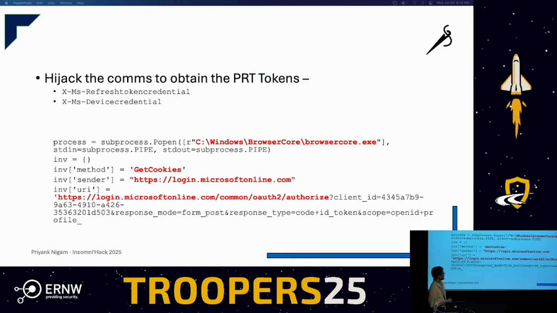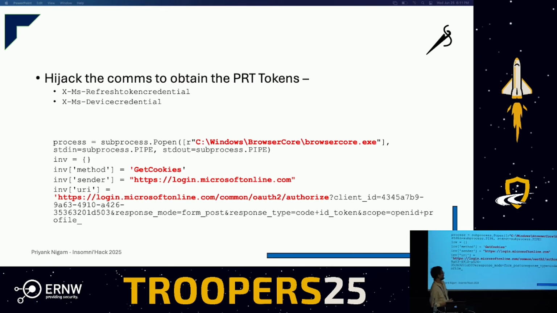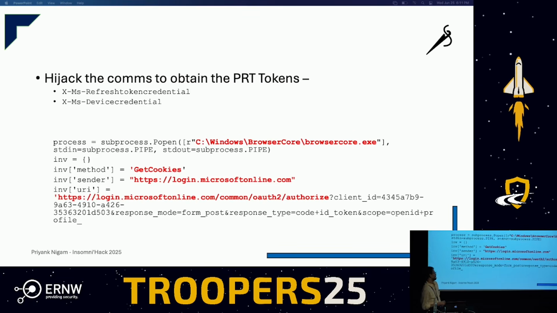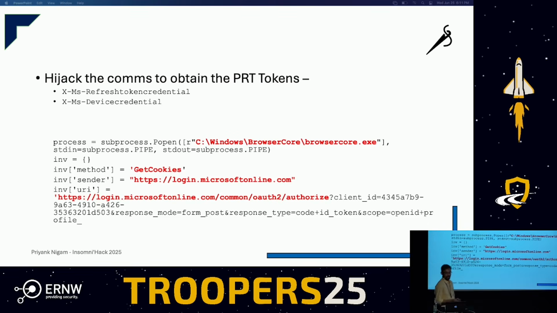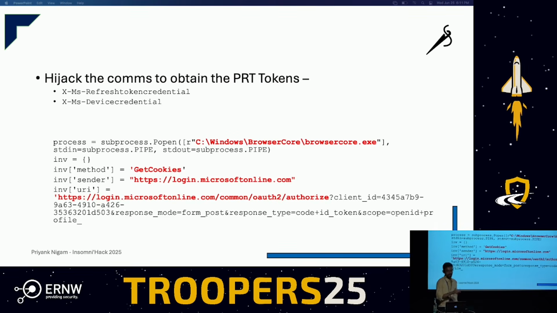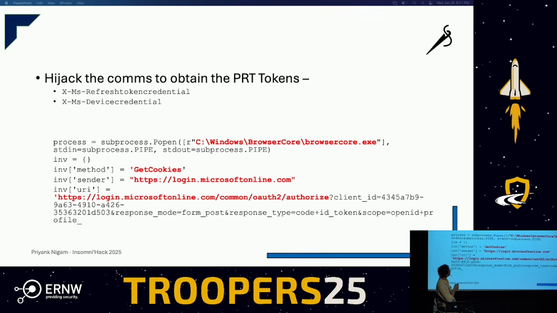This is the first way, where this is just a simple Python script where you are interacting with browser core. The method which this application exposes is called getCookies, and it also expects the sender name, which is login.microsoftonline.com. That's true for enterprise apps. If it's for MSA, like live IDs, I think it's login.live.com. So those are the two things, and then the URI for authentication. So you're going to get back these two tokens.